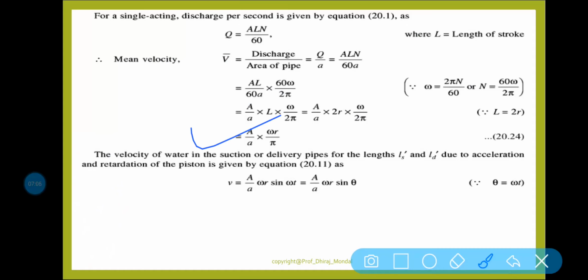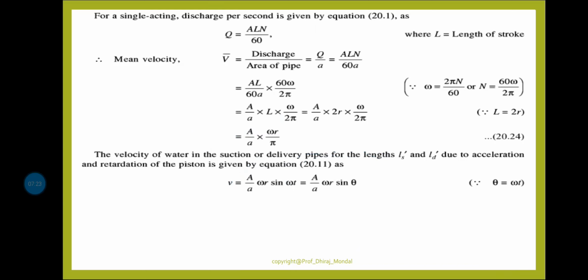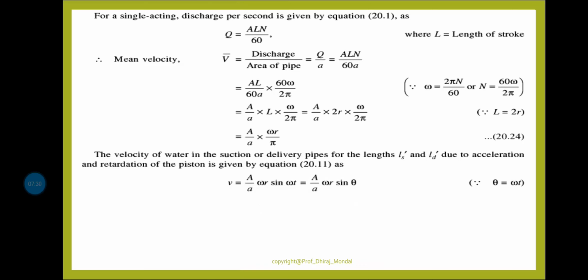And if you want to calculate the velocity in the suction and delivery pipe, then you know this equation: v is equal to A by a omega r sine omega t, where omega t is equal to theta. So A by a omega r sine theta, that is the velocity. So when we will be calculating the numericals, then this equation is needed.